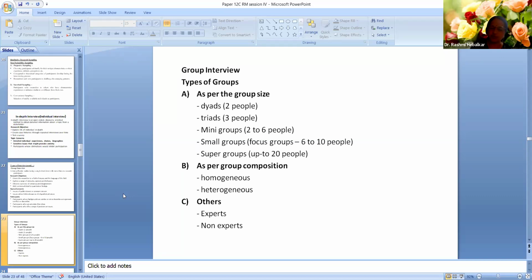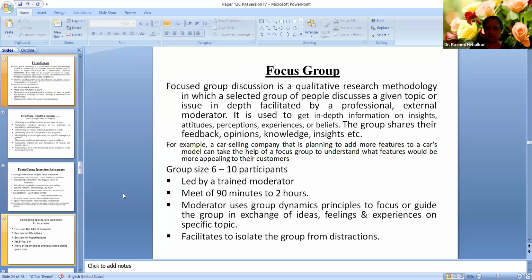The groups can be homogeneous, groups can be heterogeneous, that means different categories, different age groups, or the same categories, same age groups. It can be of experts, non-experts too. Now focus group interviews. Focus group interviews or focus group discussions both mean the same.